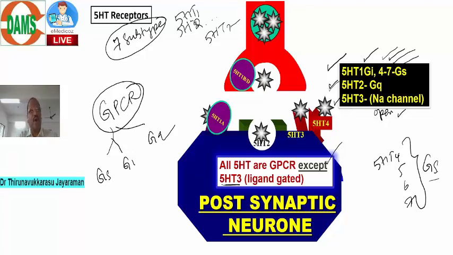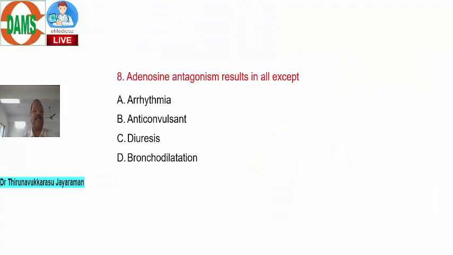So remember, all serotonin receptors are G protein coupled. Only one exception called 5HT3. 5HT3 alone is a ligand gated receptor. Next, adenosine antagonism resulting in all except. This is a physiology plus pharmacology related question. Adenosine antagonism resulting in all except. Options are arrhythmia, anticonvulsion, diuresis, bronchodilation.